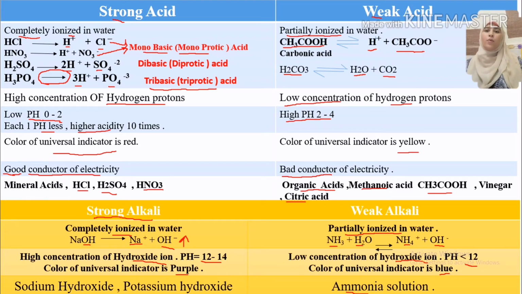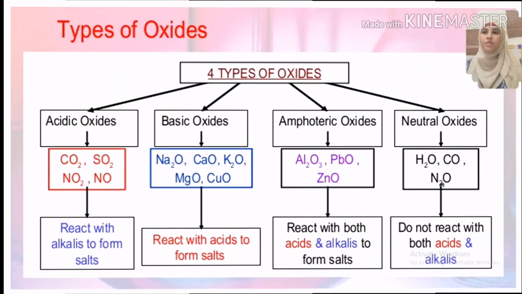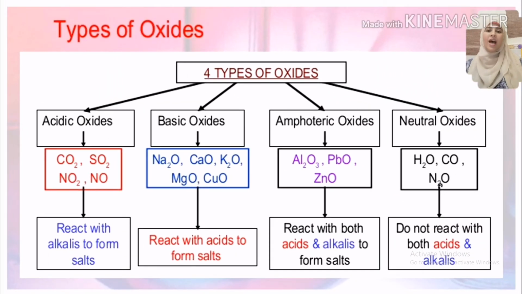Now we will start to know the different types of oxides. We have four main different types of oxides. We have the acidic oxides, basic oxides, we have neutral oxides, and we have the amphoteric oxides. Now, acidic oxides are non-metal oxides. Non-metal oxides are acids. Basic oxides are metal oxides, they are bases.